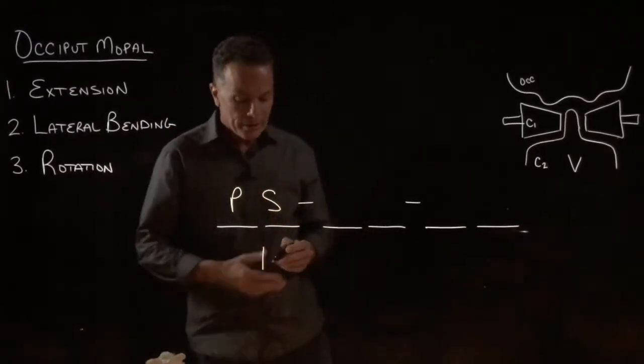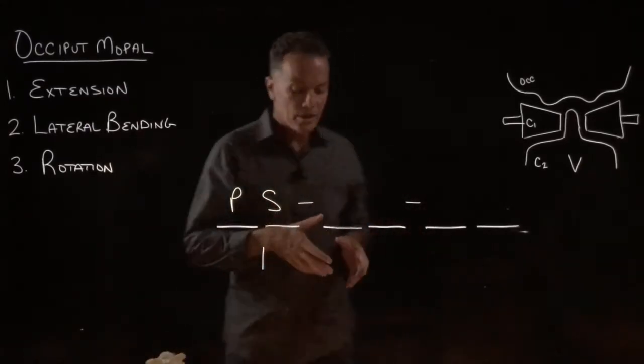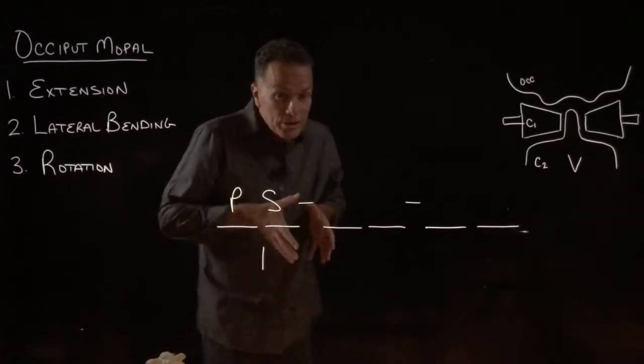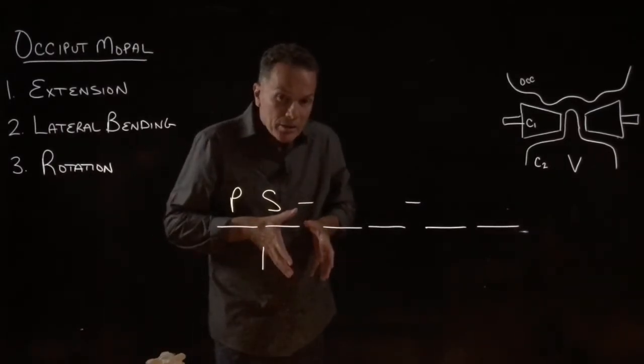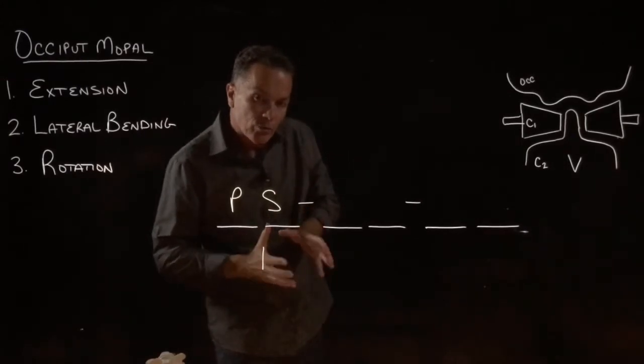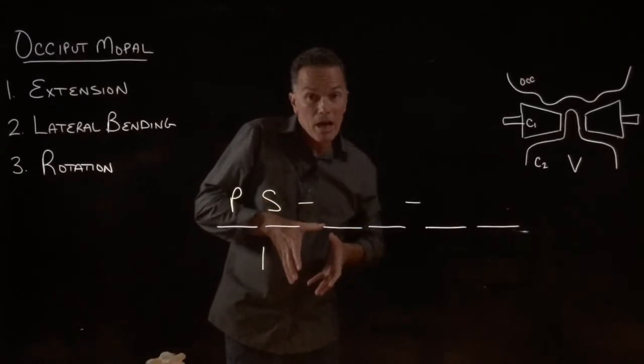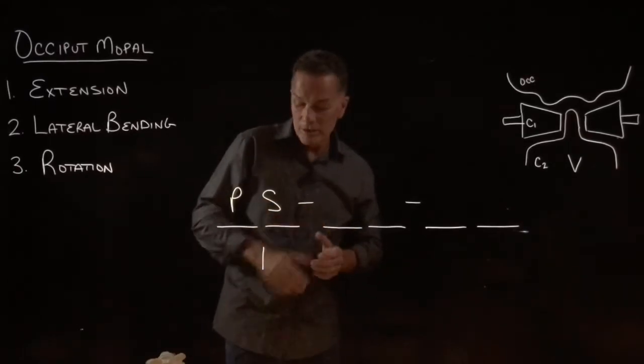For lateral bending, there's three ways to do lateral bending. We can do it very similar to extension, where we're pushing down on the patient's head, but this time we're going to be laterally bending to one side and rocking the patient's head forward. And then we're going to laterally bend to the opposite side, press down, and rock the patient's head forward.